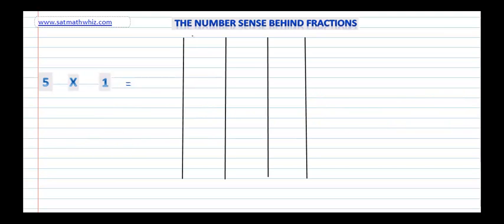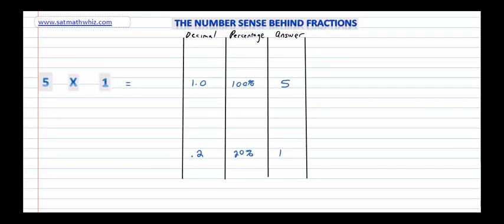Now let's talk for a second about the number sense behind fractions. If I had 5 times 1, well, of course that equals 5. And we know that 1 is really the decimal form of 100%. Because if I move the decimal 2 spaces to the right, 1.0 becomes 100%. What happens if I multiplied 5 by a decimal, like 0.2? Well, 5 times 0.2 is 1. And 0.2 is really 20%. So 20% of 5 is 1.